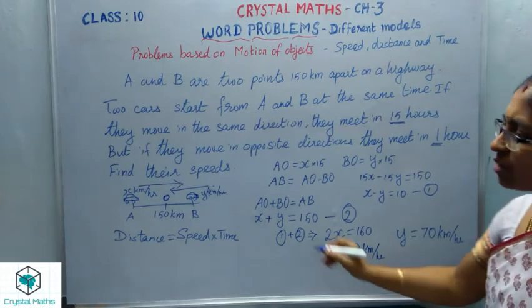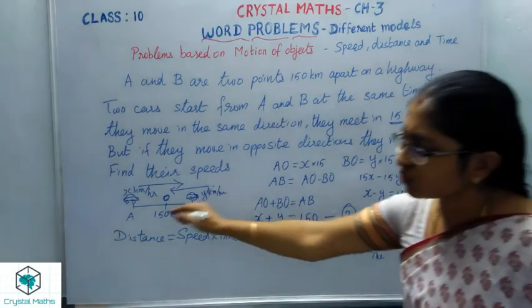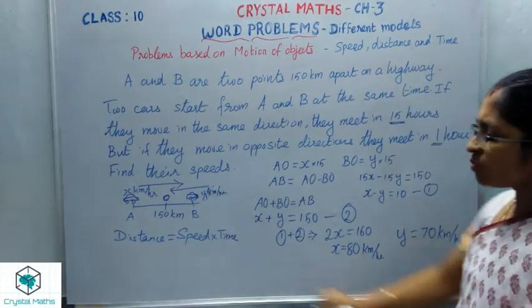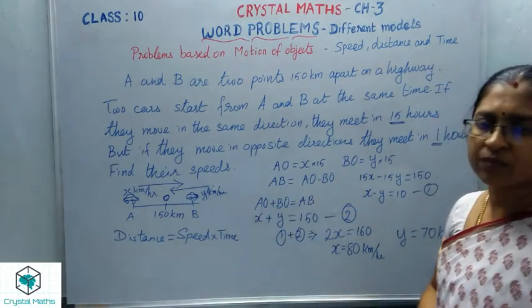The x is the speed of the car starting from A. Y is the speed of the car starting from B. That's the answer.